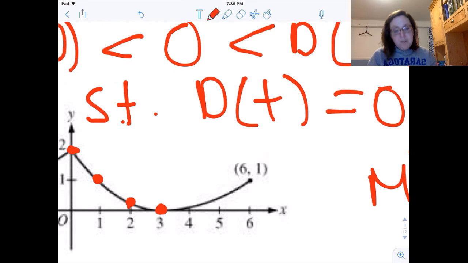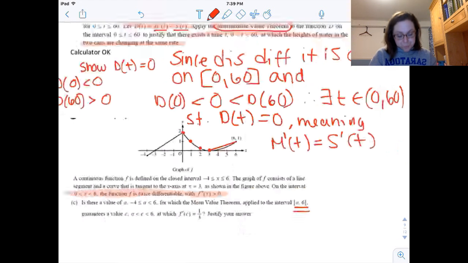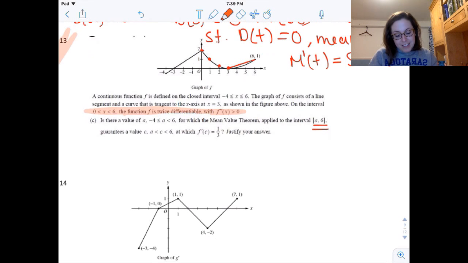3 is at 0, so it's a good guessing point of a place to start. That's at 0. It's probably good. Up 1 over 3, that has a slope of 1/3, right? So what I would say is, yeah, there is. If I say a equals 3. So a equals 3. That's what I'm claiming is my value.